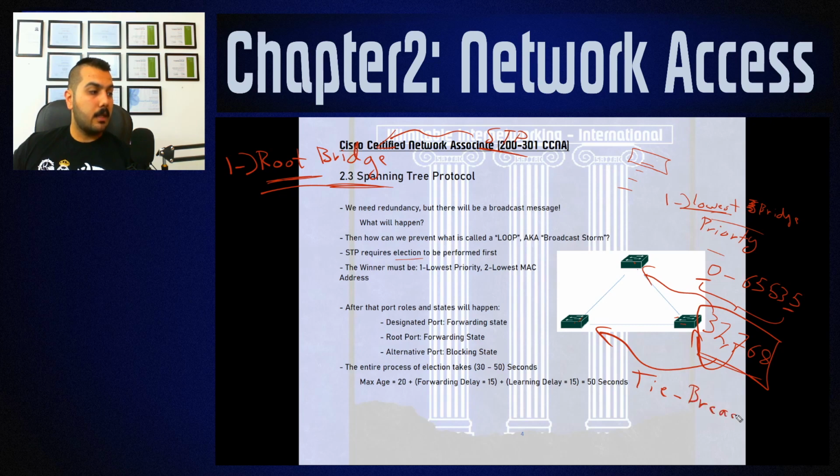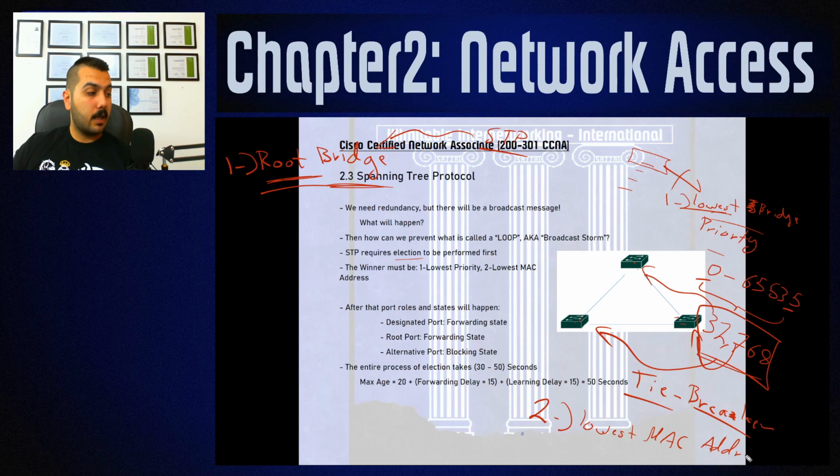The tiebreaker is another rule that we should look at if the first rule did not help us, if the first rule failed to decide the election. So our tiebreaker, our second rule, is to take the switch that has the lowest MAC address.